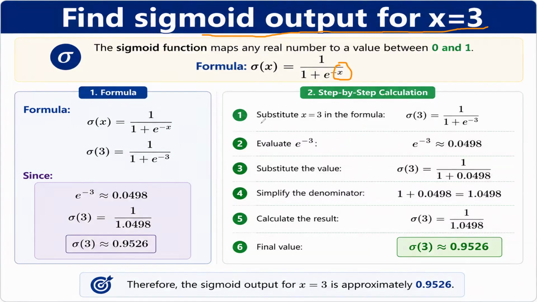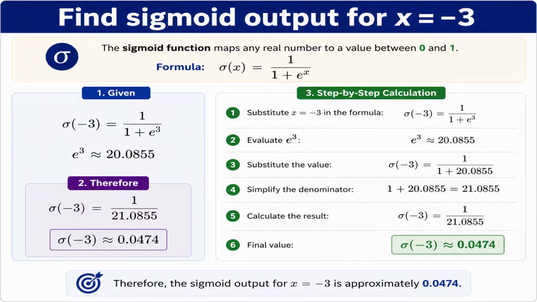So we have to substitute x is equal to 3 in the formula. Then e raised to minus 3 is 0.0498. So we have to calculate σ(3). Here you can see σ(3) is 0.9526. So this is how the sigmoid output for x is equal to 3 is calculated.